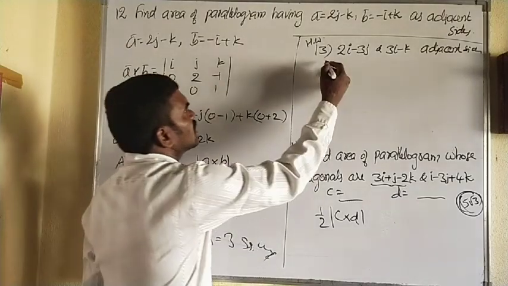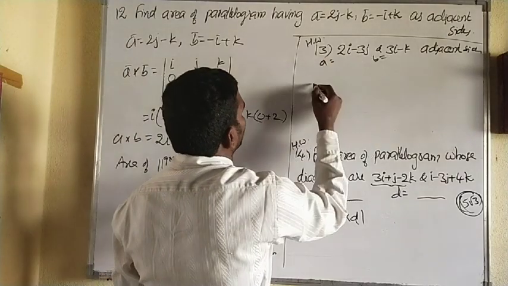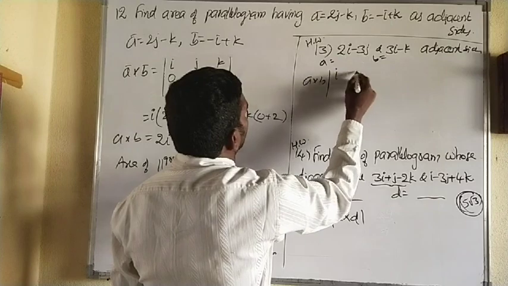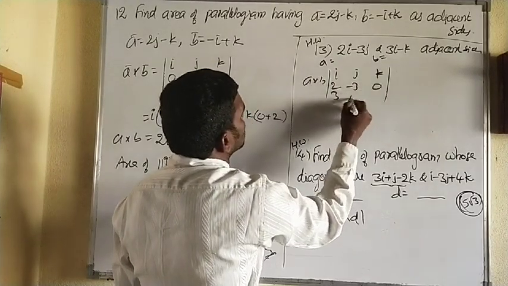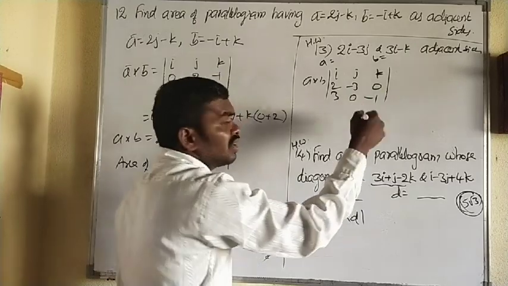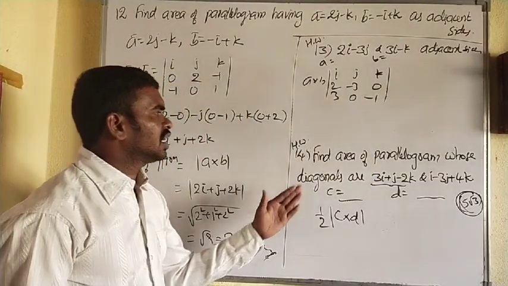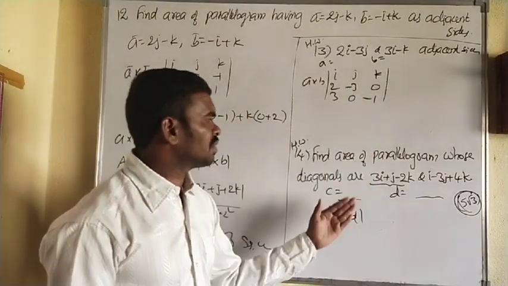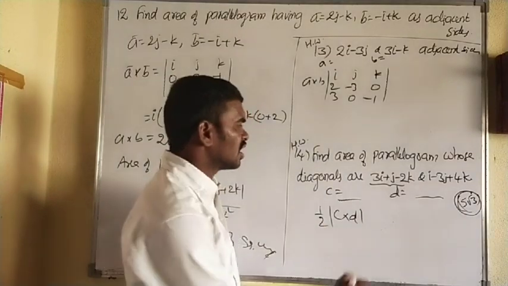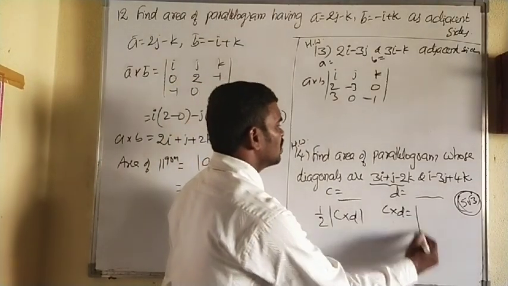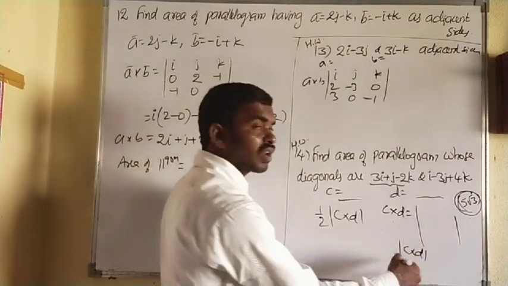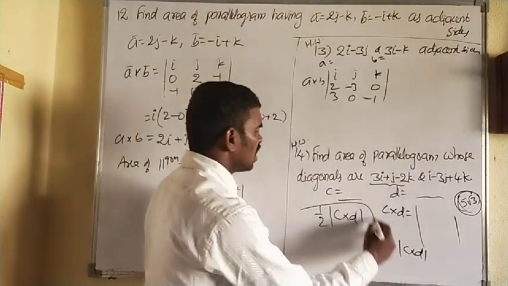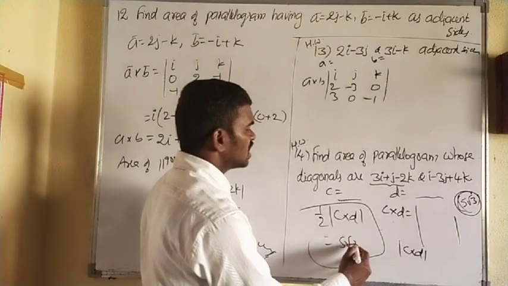Okay, let's take this as A, this as B. How can we do A cross B? Modulus i, j, k. Okay, 2, minus 3, 0, 3, 0, minus 1. And simplify, you will get the answer. Next, the 14th also, find the area of the parallelogram. Here the formula is mod half into C cross D. First find the C cross D information. After getting C cross D, find modulus C cross D. After getting the modulus, write the formula and substitute in that, you will get 5 root 3 as the answer.